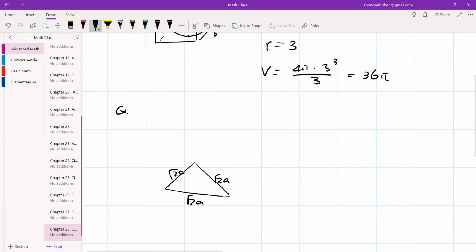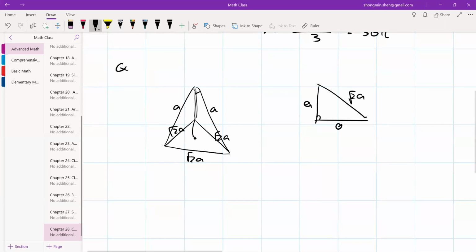Then we build up a tetrahedron. Each side face is a right triangle. This is a, that's a. If you have a and a, then this will be square root 2 a, because this is a right triangle. Find the height of the tetrahedron from the vertex to the center of the equilateral triangle. Of course the foot point of the height will be in the center of the triangle.